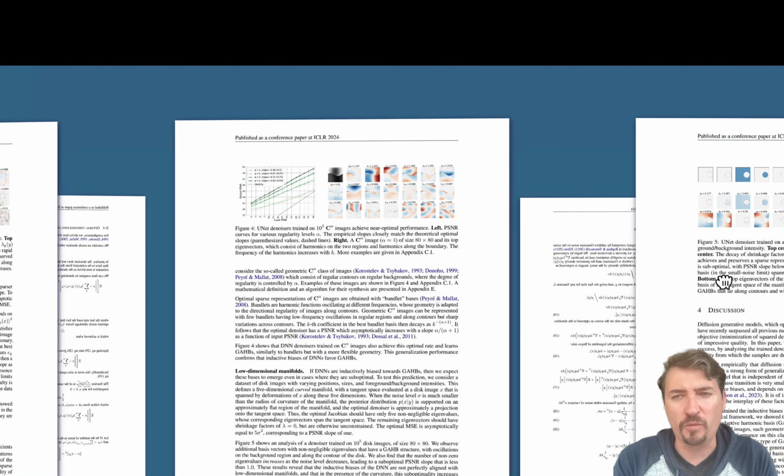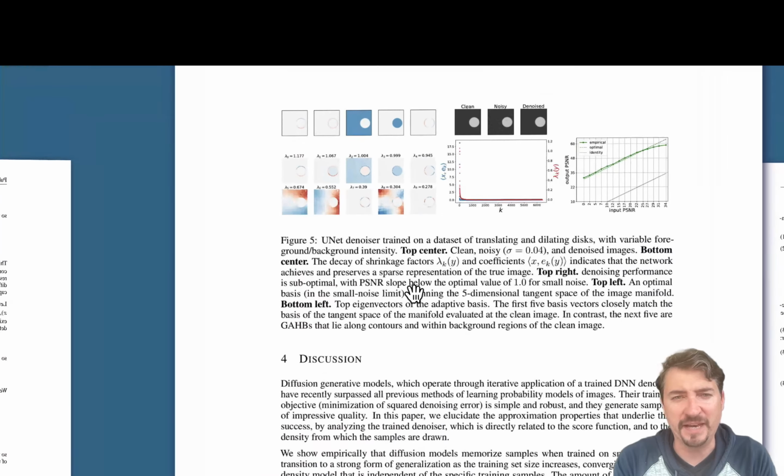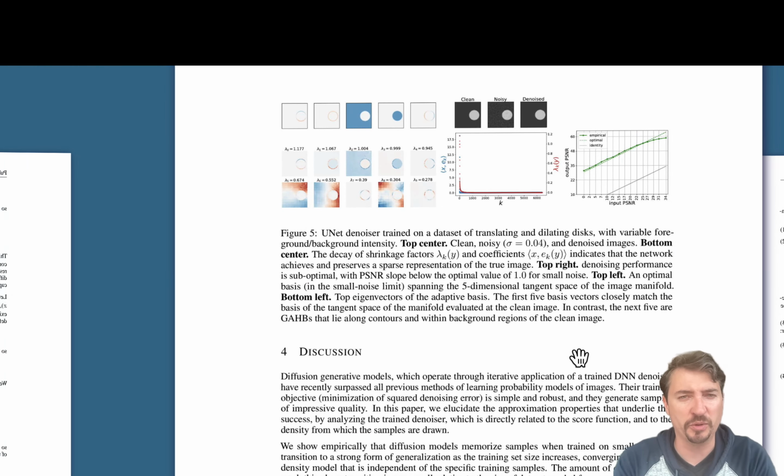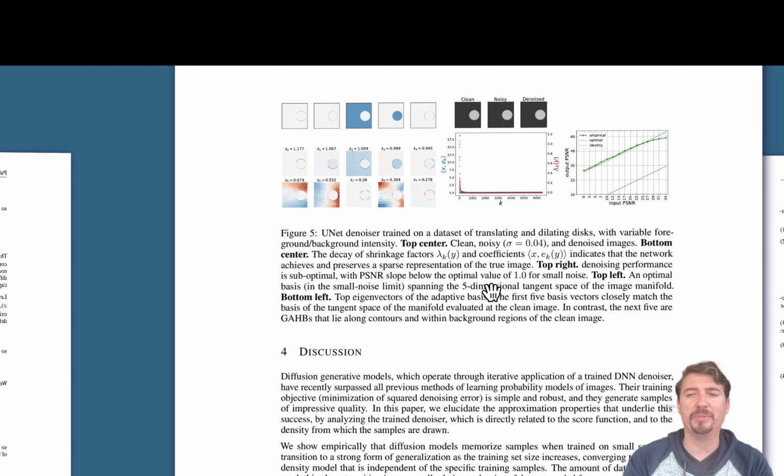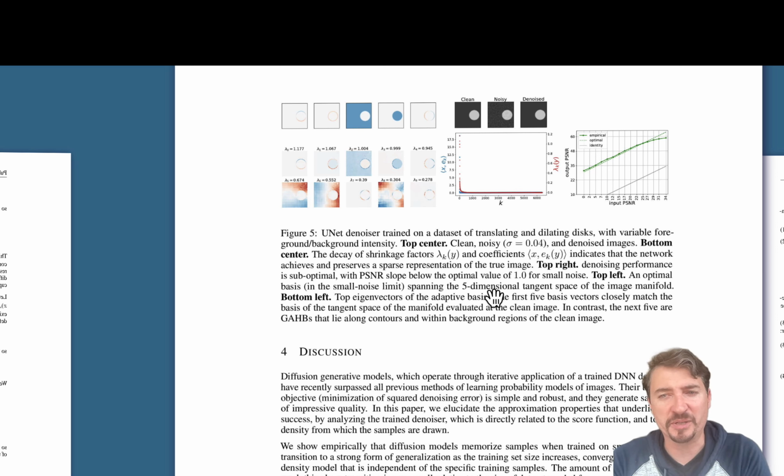That's what figure 4 is showing. Figure 5, another example of that. This UNet is one of the denoisers that trains on a data set of translating and dilating disks. Okay, mix it up a little bit, but it's still kind of a simpler data set. Try to figure out what that denoiser is picking up on. You got that decay of the shrinkage factor.